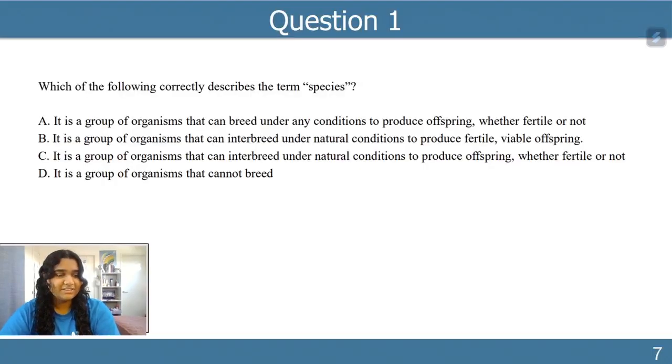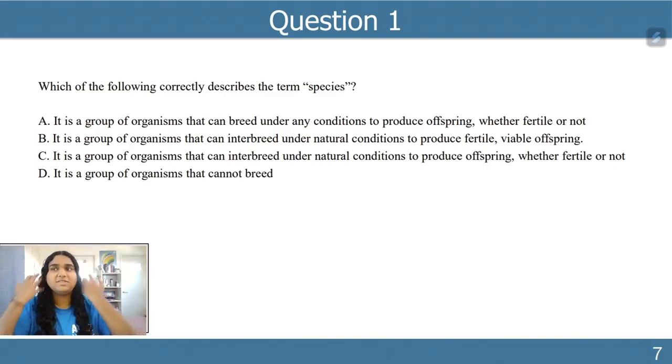All right, so we have, which of the following correctly describes the term species? A, is it a group of organisms that can breed under any conditions to produce offspring, whether fertile or not? B, it's a group of organisms that can interbreed under natural conditions to produce fertile, viable offspring. C, it's a group of organisms that can interbreed under natural conditions to produce offspring, whether fertile or not. And D, it is a group of organisms that cannot breathe. So pause the video here. And now I'll go through the explanation.